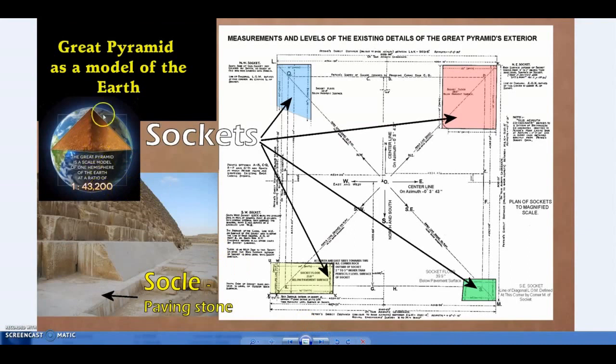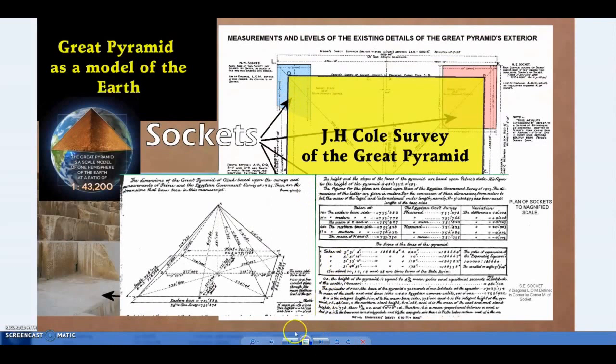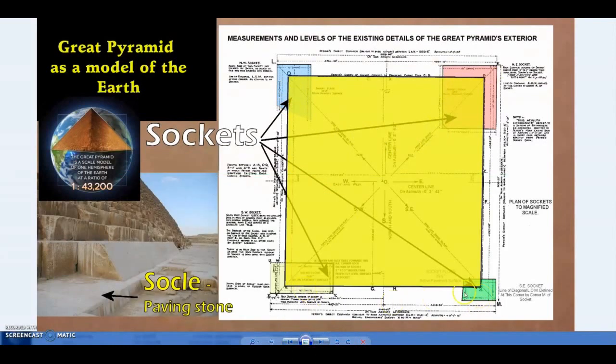Now let's examine the Great Pyramid as a model of the half Earth, and this is 43,200. Now I've highlighted the base of the pyramid in regards to the sockets. The sockets are there, protruding on each side. You can see how they're all slightly different, very different.